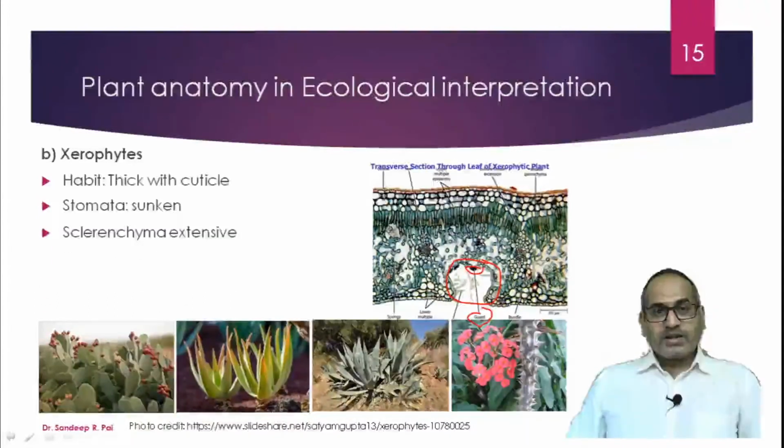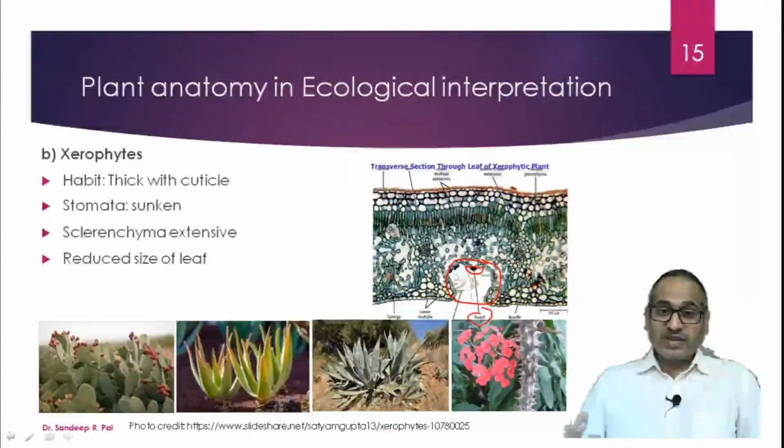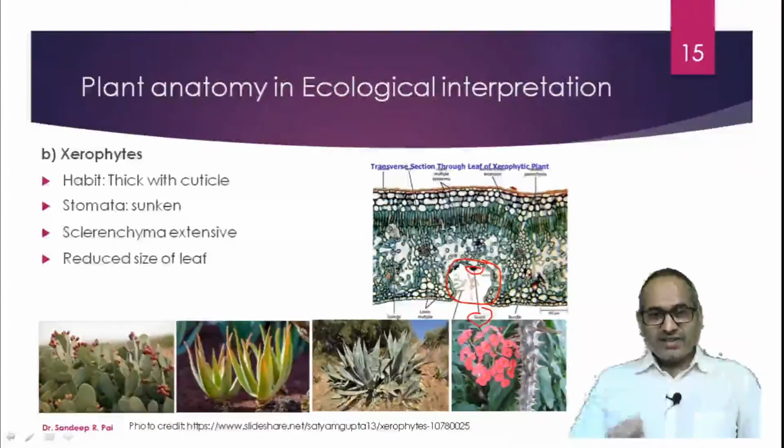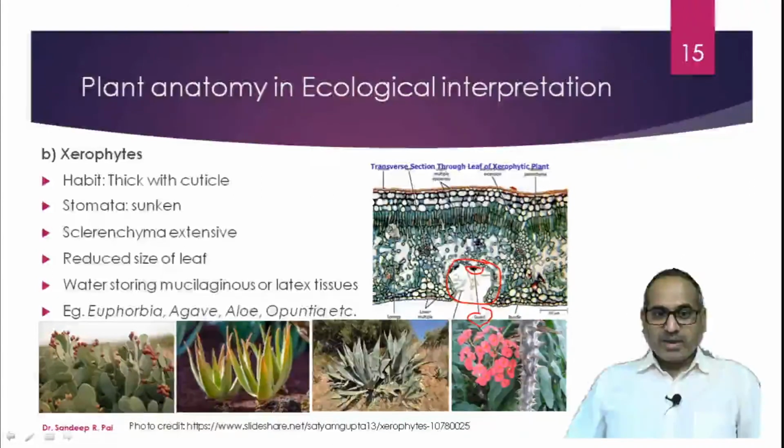They have extensive sclerenchyma. They have reduced size of leaf. The leaves are not so large. Consider Opuntia, where leaves are equal to nil. They are converted into thorns. Take the example of Agave and Aloe. You will see that there are no typical types of leaves, but these leaves are thick and succulent. And then water-storing mucilaginous or latex tissues are present. The examples would be Euphorbia, Agave, Aloe, and Opuntia.